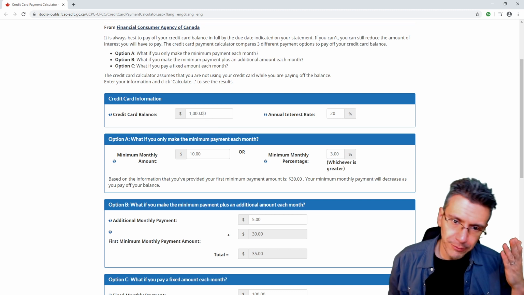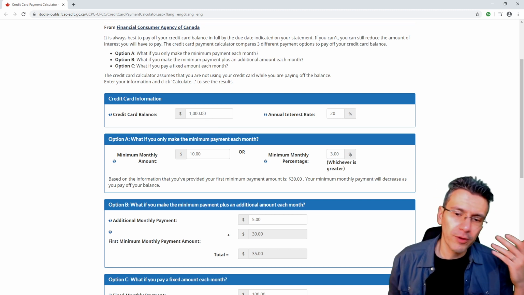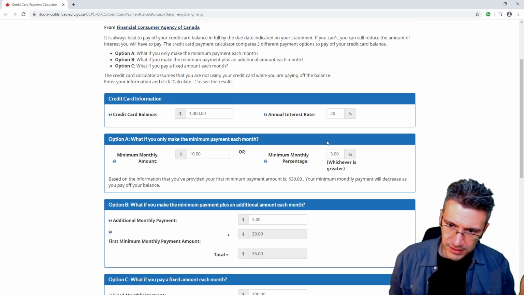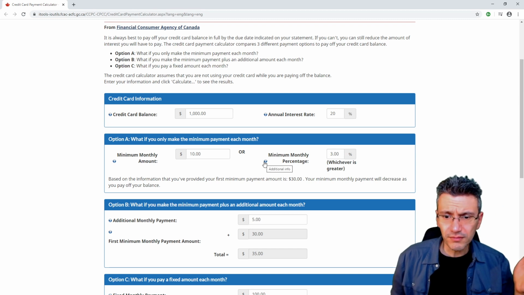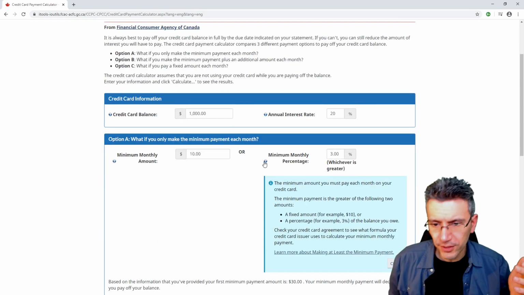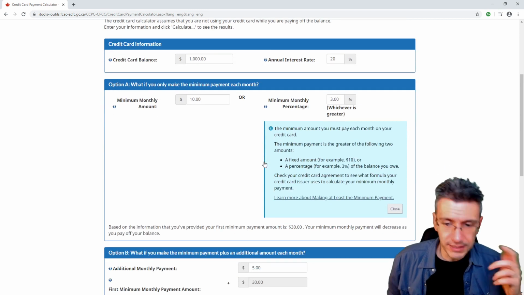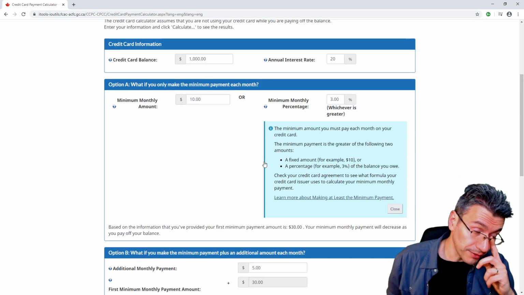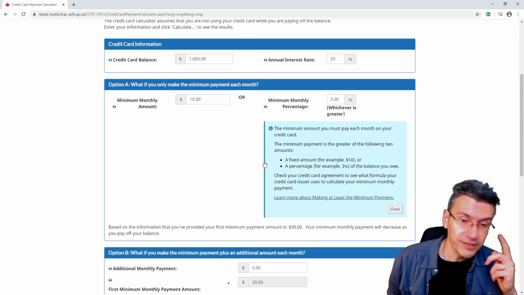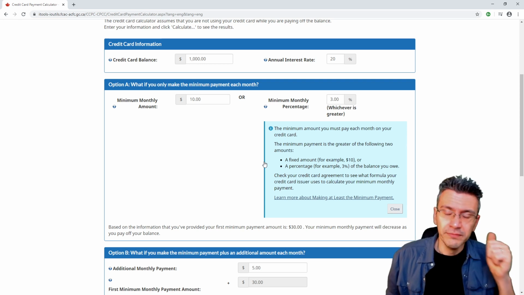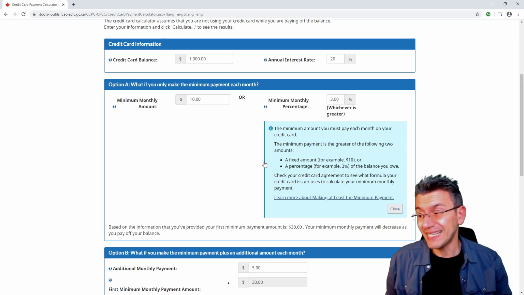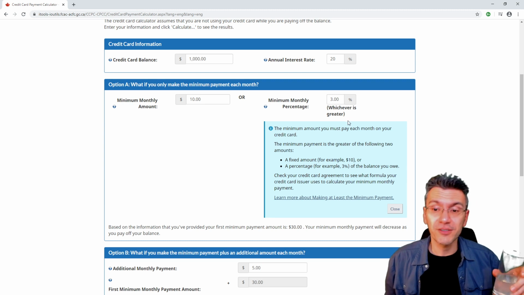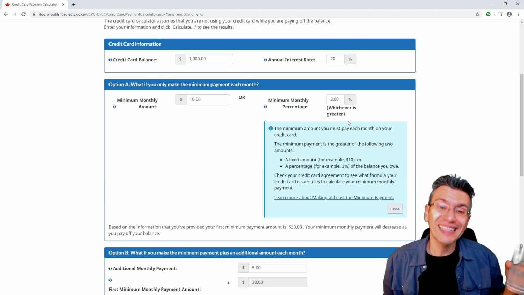Now, obviously, if you're dealing with $1,000, let's say this is one of those credit cards, by default, as you can see, they selected 3%. So if it's one of those 3% credit cards, you're looking at 3% of $1,000, that's $30. Sorry, $30 is obviously significantly more than $10. As a result, your minimum monthly payment will be at least $30.